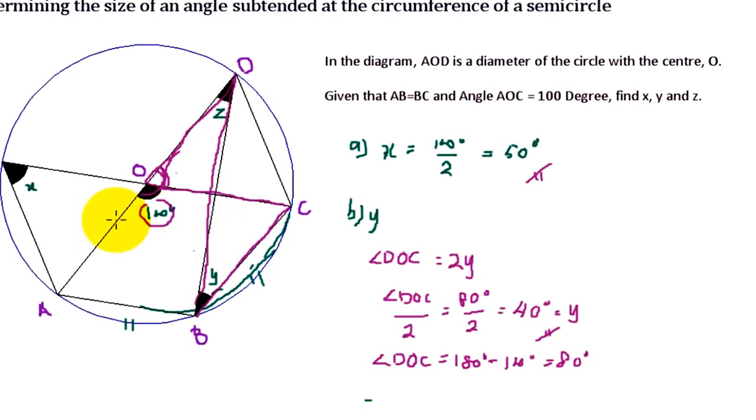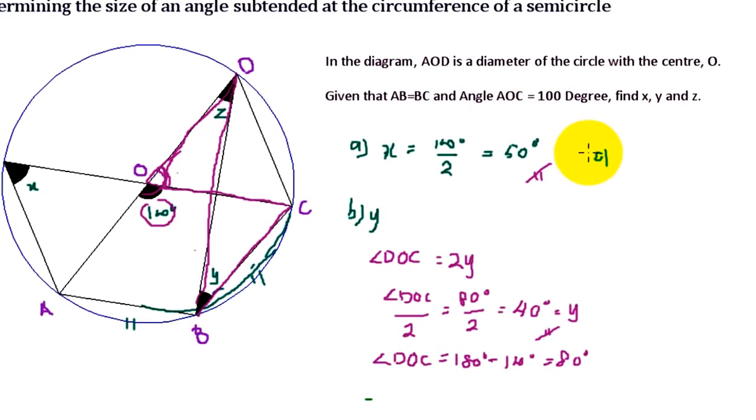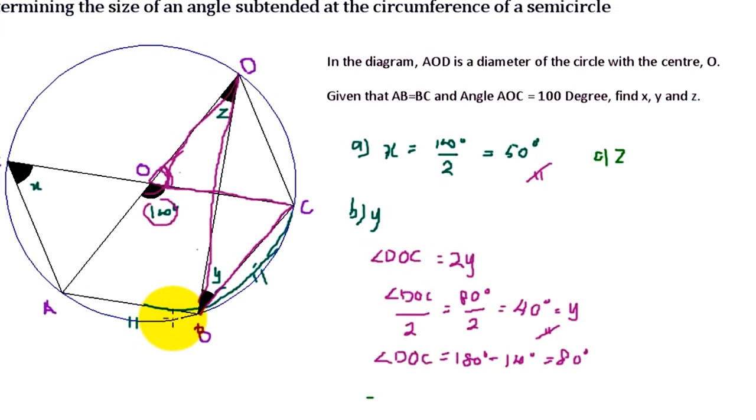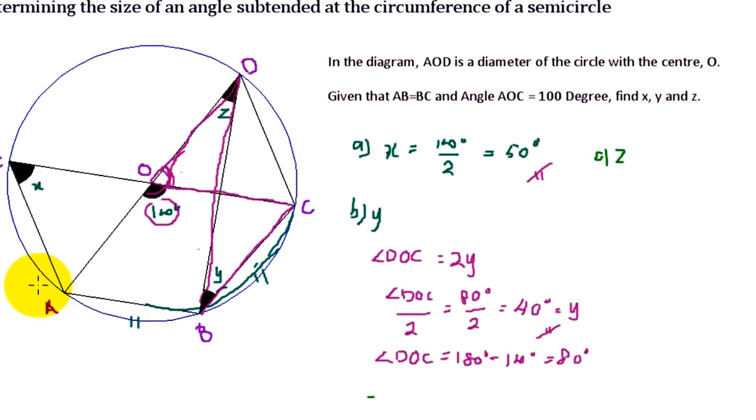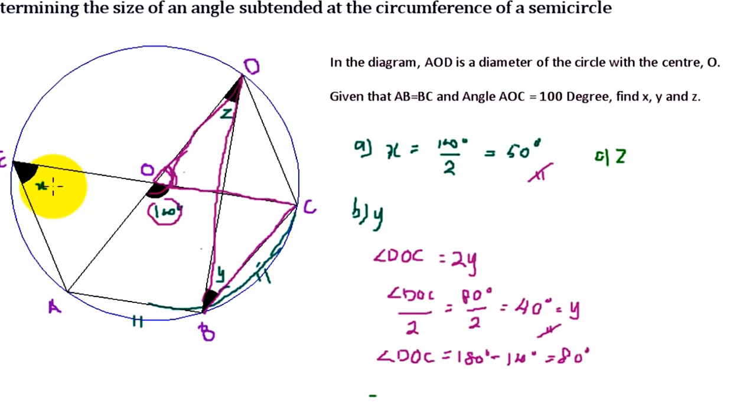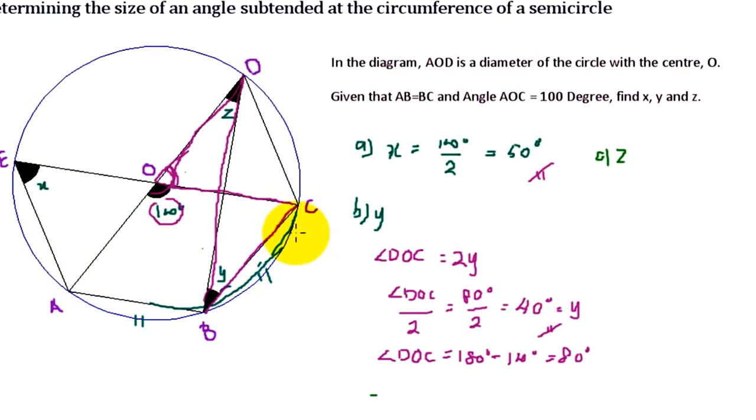Now, we are searching for the angle Z. Angle Z has a minor arc of half of the arc AC. AC is subtended by the angle X. Angle X is subtended by the arc AC.